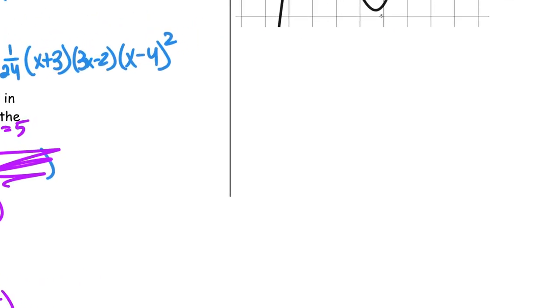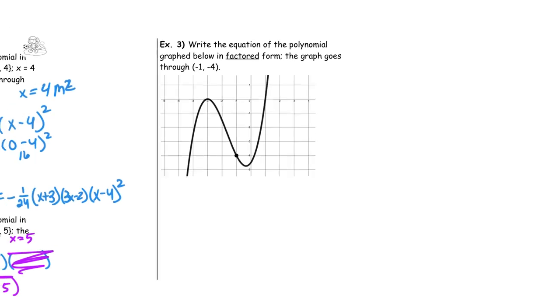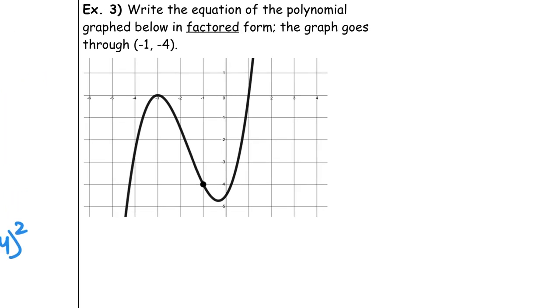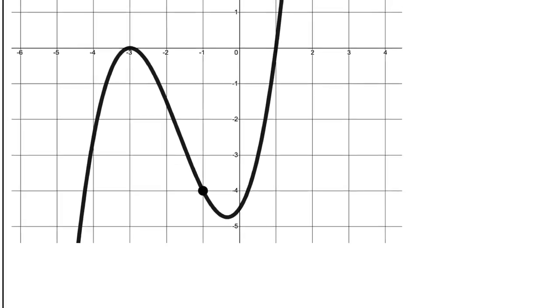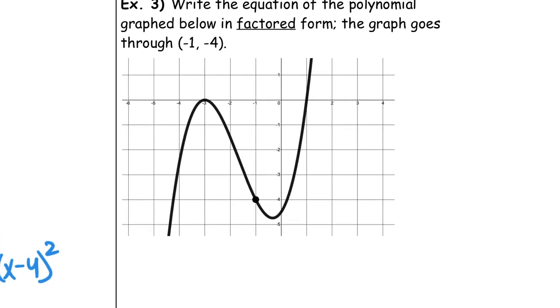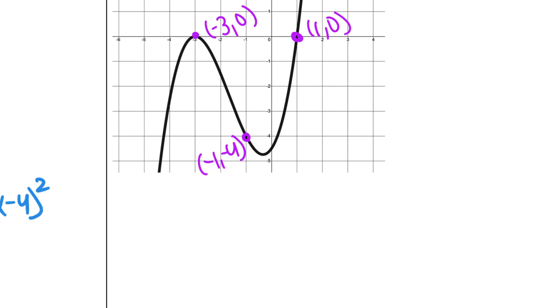Ready for the last thing? I think we have a graph. Okay, so given this graph, it says write the equation of the polynomial graph below in factored form. The graph goes through the point -1, -4. What else do we know? We have a root right here at 1. And what about this root? Okay, so let's see if you can write out the factors.